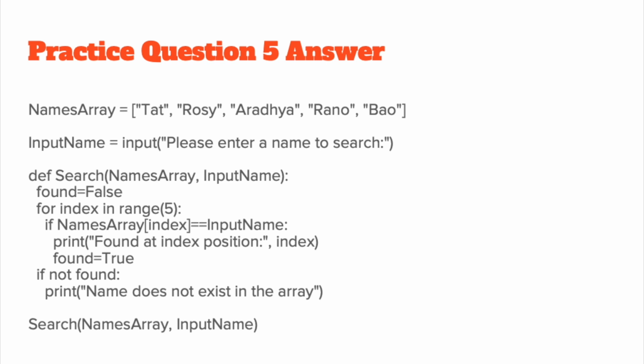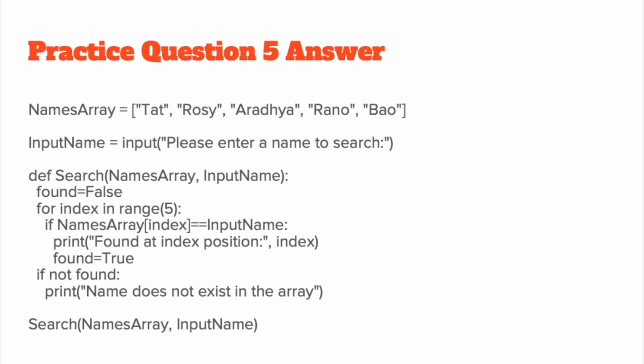On screen you see a possible solution to this. You've got a names array with a few names. You take a variable input name and get the user to input another name that they're looking for. You create a function which is going to take the array and the input as parameters, and then you're going to search it using a loop and a selection, and if it's found or not found, depending on whichever way you've implemented it, it either outputs the position or says it does not exist in the array. And then you're going to call that particular function from the main program.